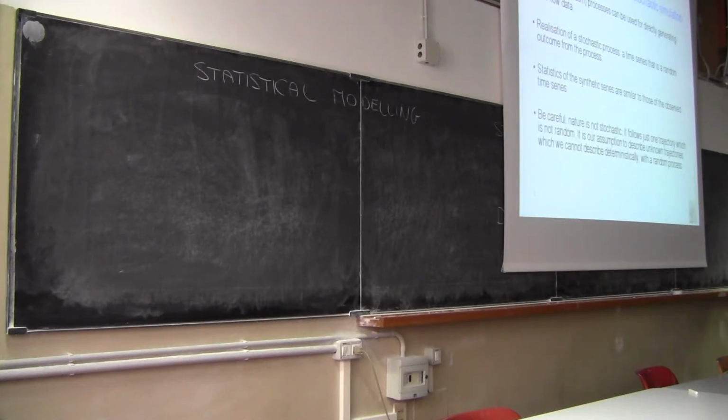Second, a realization of a stochastic process is a time series that is a random outcome from the process. This is what I just mentioned. The series is the result of the experiment. It's random. And I can repeat this experiment many times. I can generate a series as long as I want.